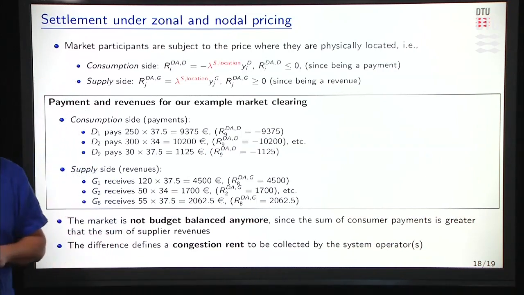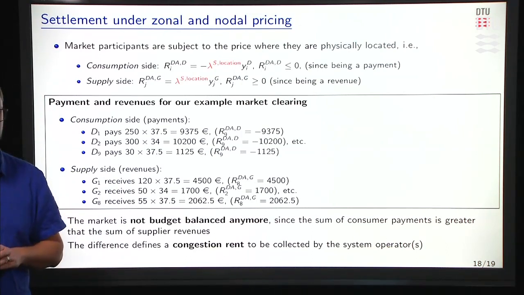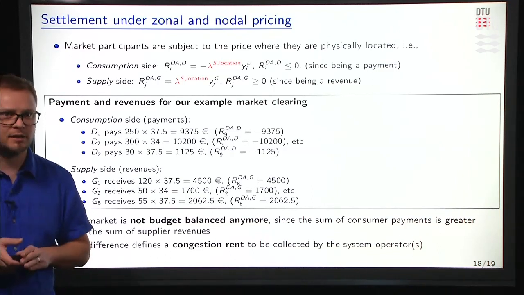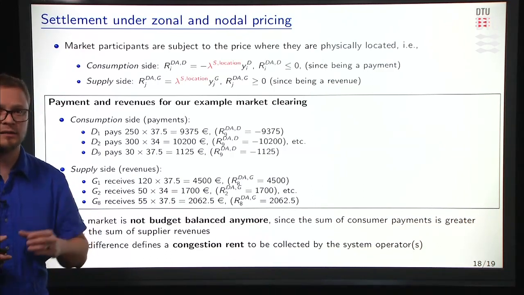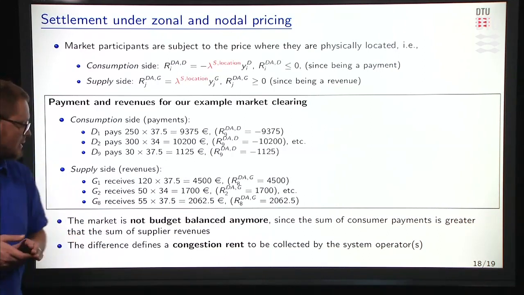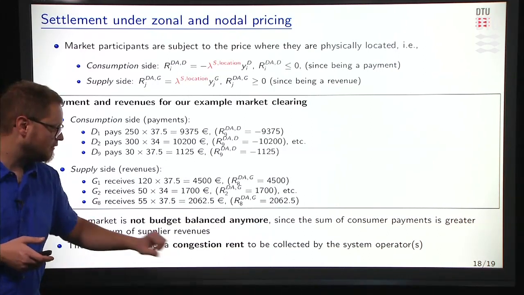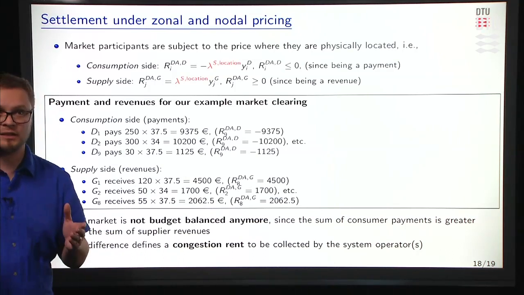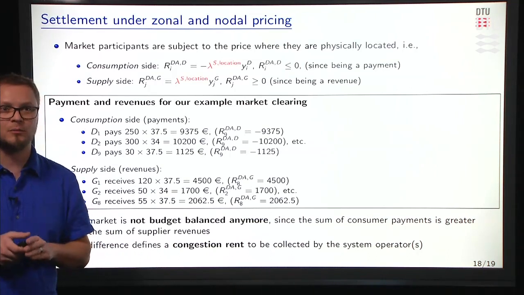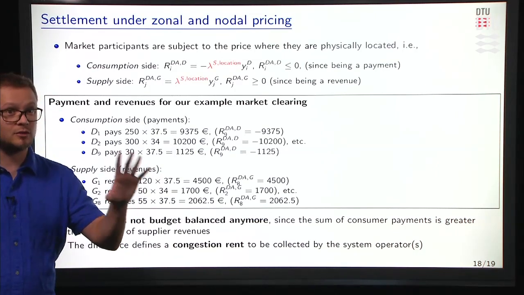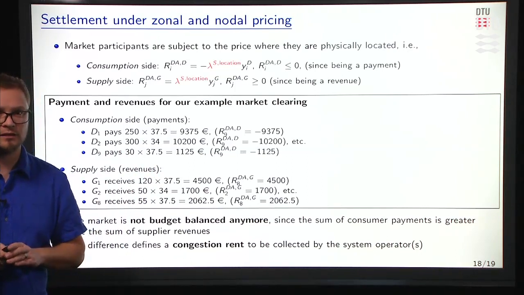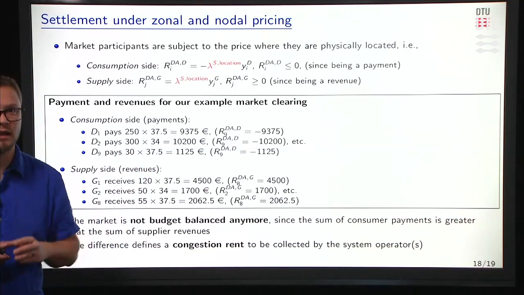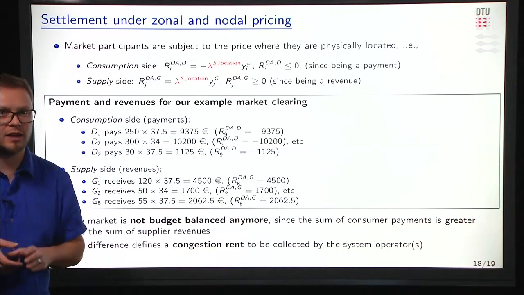As a consequence, the market here is not going to be budget balanced anymore, since the sum of the consumer payments may be greater than the sum of the supplier revenues. You may do the mathematics yourself for one case or for some other case, and you will see that. This difference is defining what we call a congestion rent, and this congestion rent is going to be collected by the system operator, if only one, or the system operators, for instance, if you have different system operators for different areas that are interconnected.